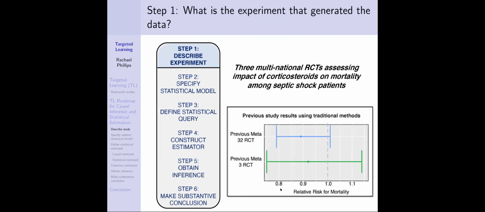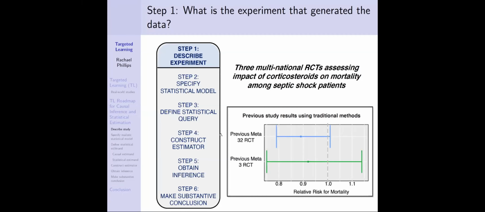Okay, so step 1, what is the experiment that generated the data? For each of these steps, I include a motivating question that should be answered by each step. So this is the question for step 1. And going through the roadmap, I'm going to draw on an example. This was a study that looked into the impact of corticosteroids on mortality among patients in the ICU that were in septic shock. This is one of the most frequent and dangerous events that can occur in the ICU, and it can cause organ hypoperfusion and hypotension.